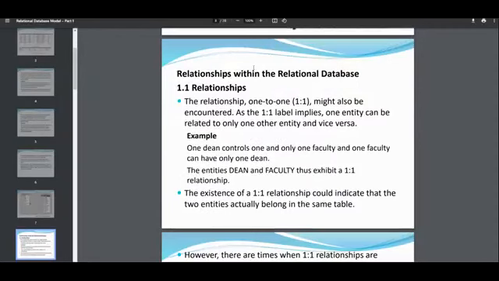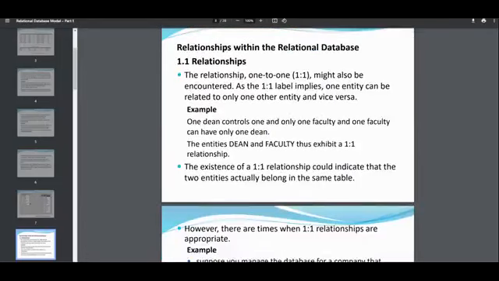So, relationships within a relational database. You already know these things. Previously I told you that when you are learning these things for the very first time, they will repetitively come up. Yes, it happens. One to one, an example. So this is a different example, right?